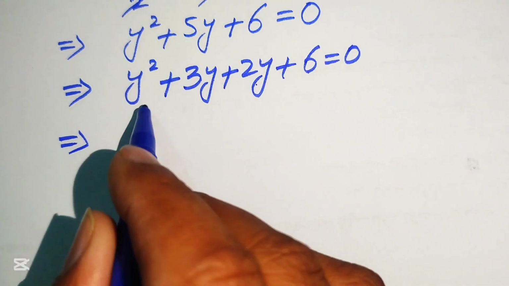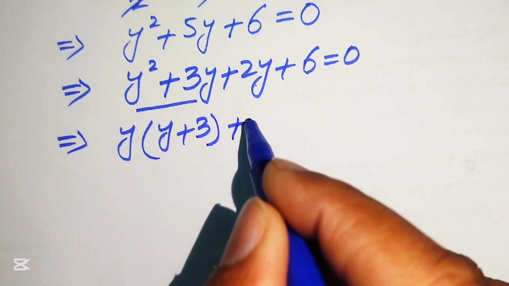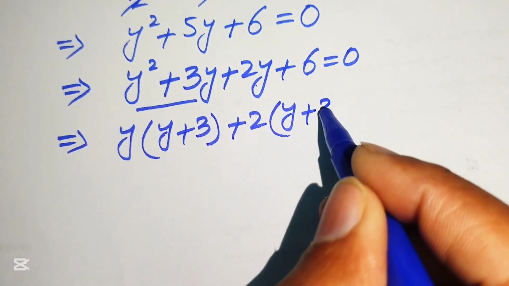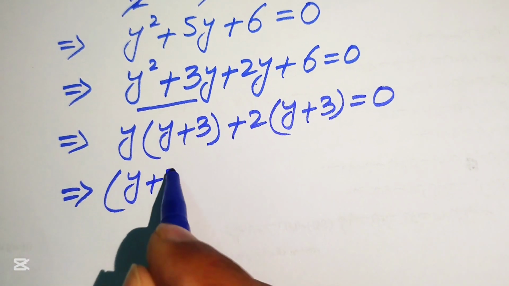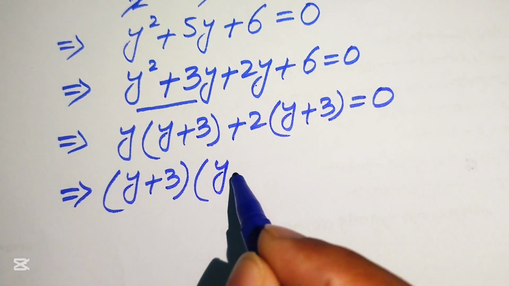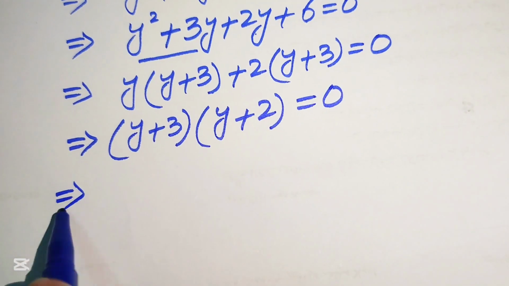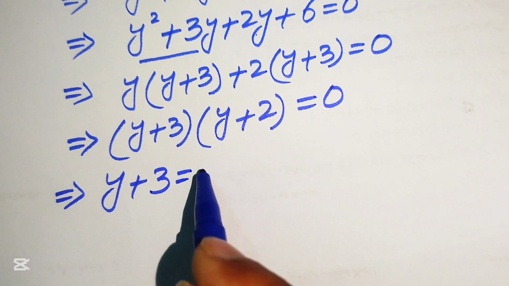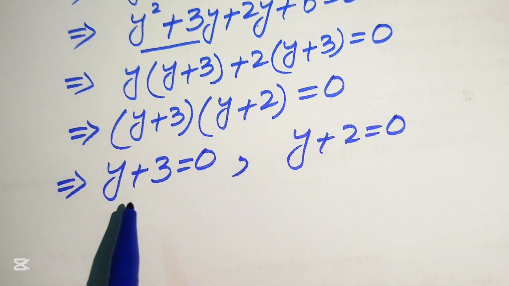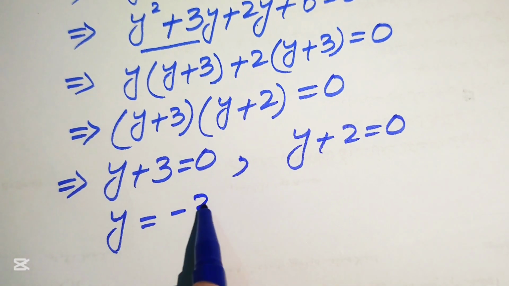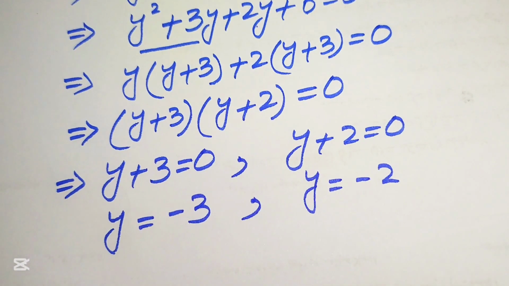Further, in the next step, we take common y from the first two terms, and we get y plus 3, and here we take common 2 and we get y plus 3 equals to 0. Now in the next step, we take common y plus 3, and the remaining terms are y plus 2 equals to 0. So we can convert this equation into two cases. The first case is y plus 3 equals to 0, and the second case is y plus 2 equals to 0. In the first case, we easily get y equals to minus 3, and from the second we get y equals to minus 2.